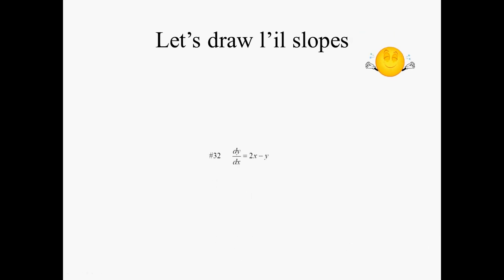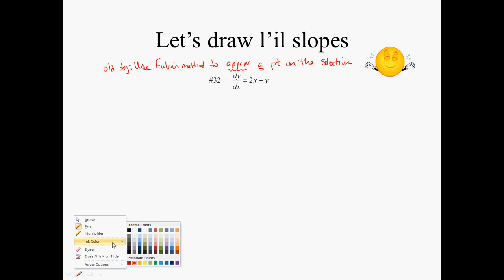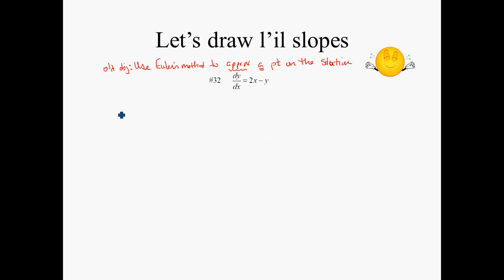Let's draw some more little slopes. 2x minus y. Remember that was from the warm-up. So we used Euler. So our old objective: use Euler's method to approximate a point on the solution. I guess you could say however many times you used Euler's method, you had 3 or 4 points.